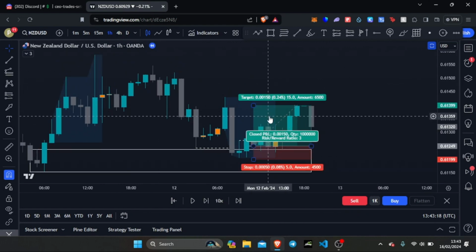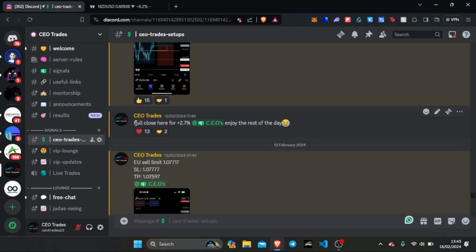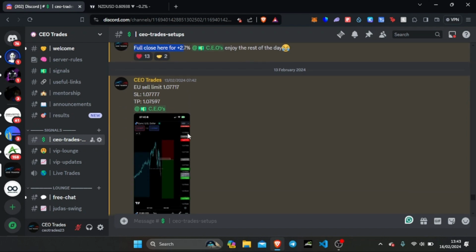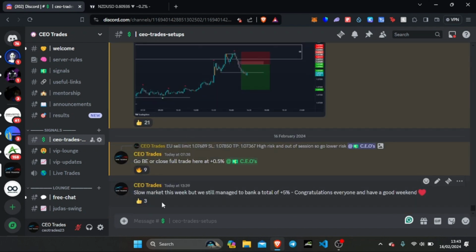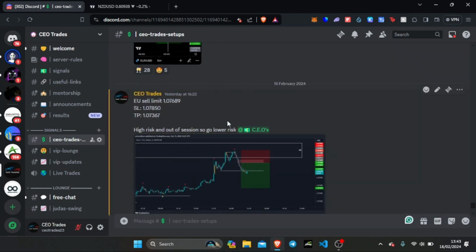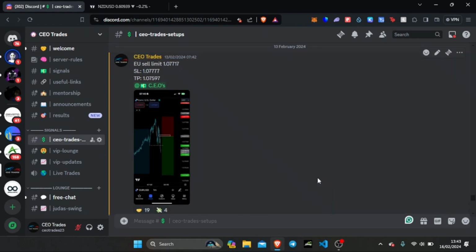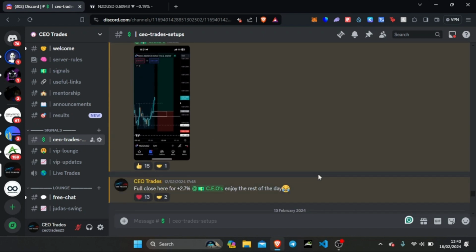Not only did I take this trade, but everyone in the Discord took this trade with me because I sent it out as a signal. And as you can see, we fully closed this for a positive 2.7% on the day. Not only that, but this entire week we've had a solid 5% total gain on the account from this New Zealand dollar versus the US dollar trade. Then we had an EU sell, and then last night we had this EU sell as well, which we only closed for a 0.5% gain. But as you can see, we've had an absolutely amazing week so far in the VIP group.